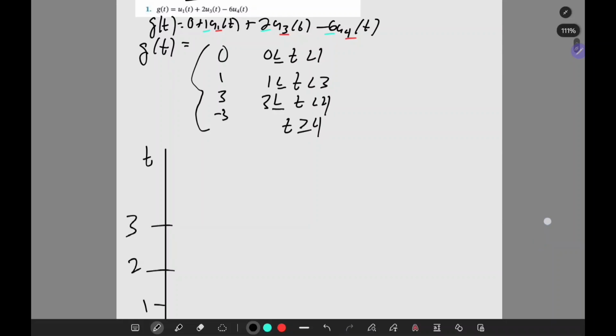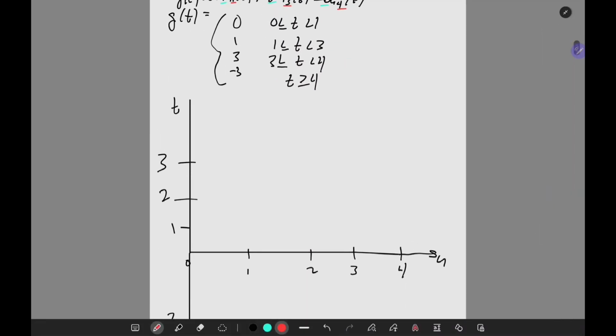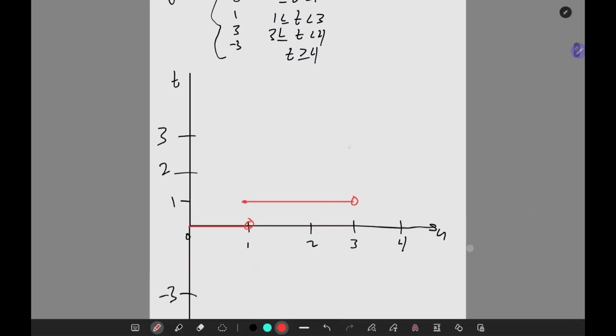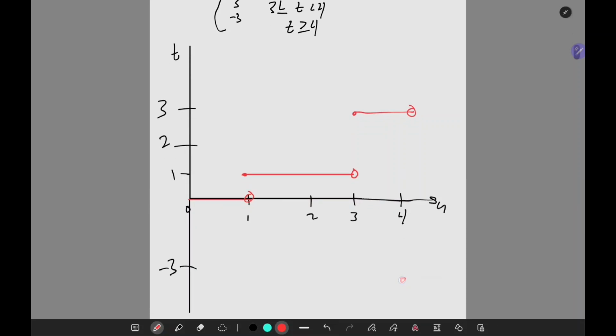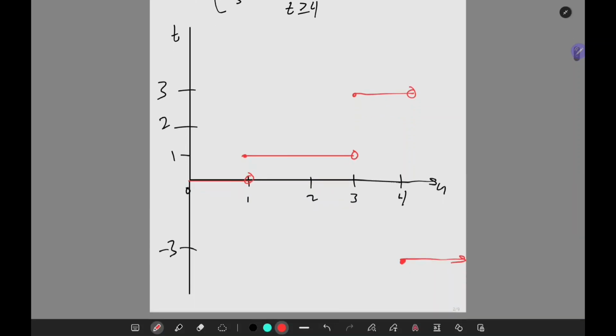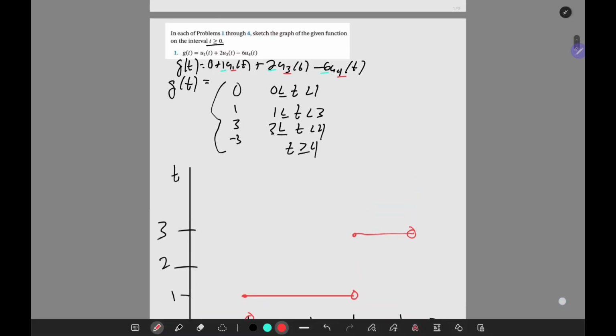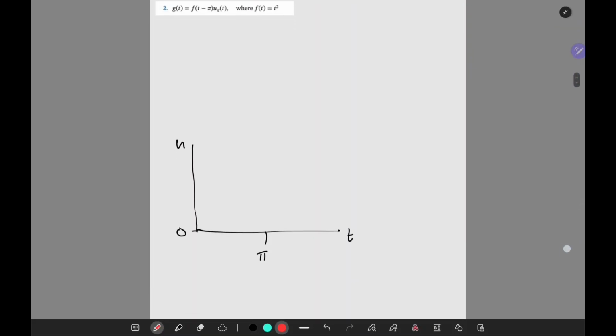So if we were to graph this, 0 from 0 to 1. So from 0 to 1, it is 0. Open. From 1 to 3, it is 1. That's closed. From 3 to 4, it is 3. Closed to open. And then it's -3 from 4 and on. Right? That's how you graph that one. Pretty simple. You see it looks like steps, right? It's a step function. They're not all going to look like that, though. They're not all going to be nice like this. You'll see it. The last two are not as nice.